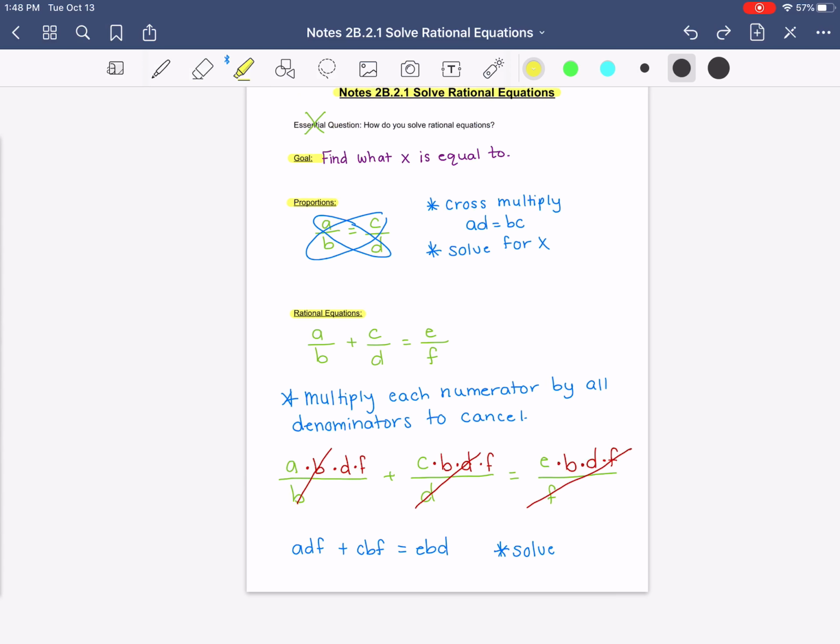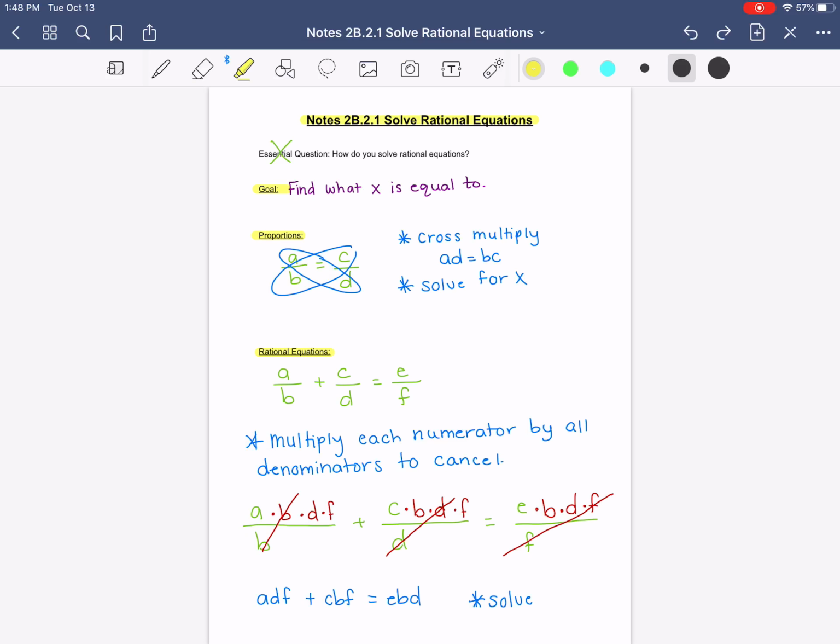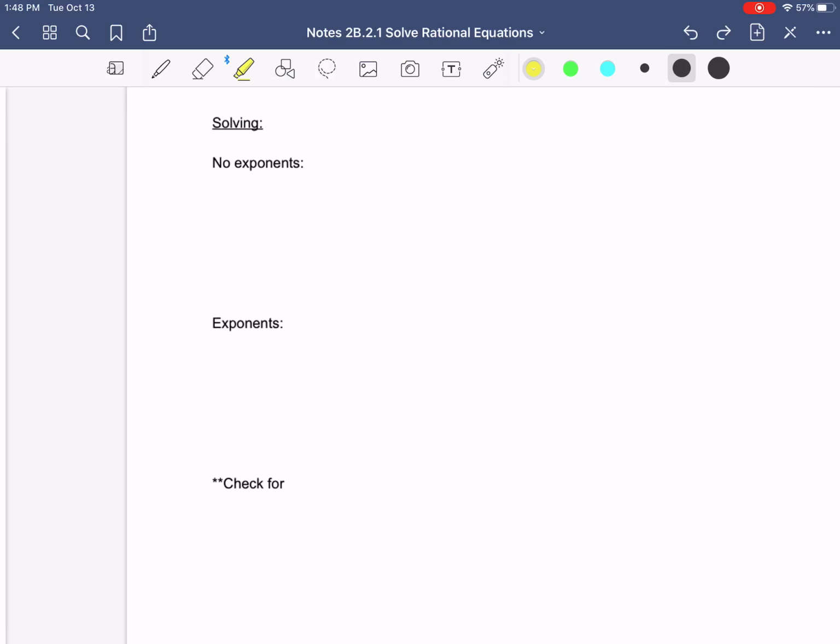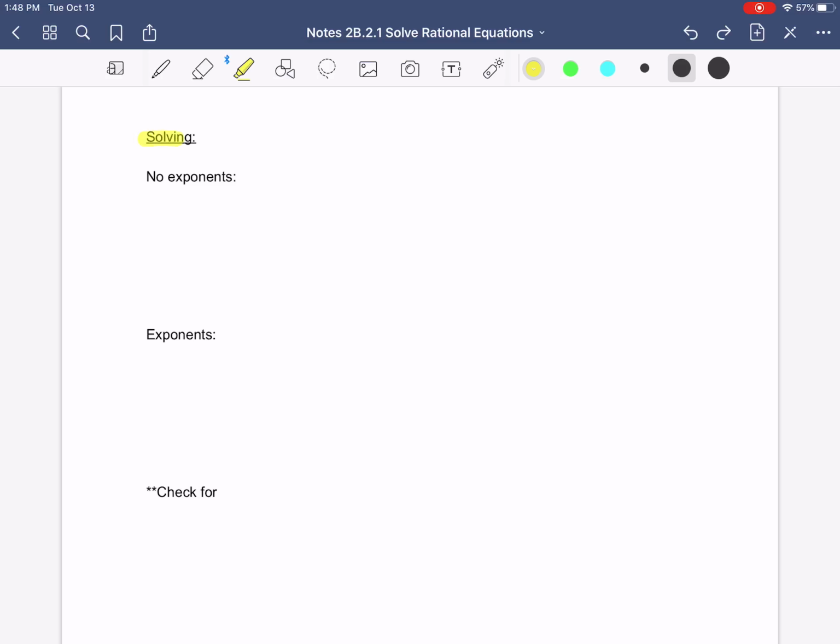Here's some stuff we have to talk about solving. You're going to take one picture of this. Some of you might put it on the same picture, and that's okay, but we need to talk about solving. When you get to the solving step, if you have no exponents, you just have to solve for the variable by isolating it on one side.